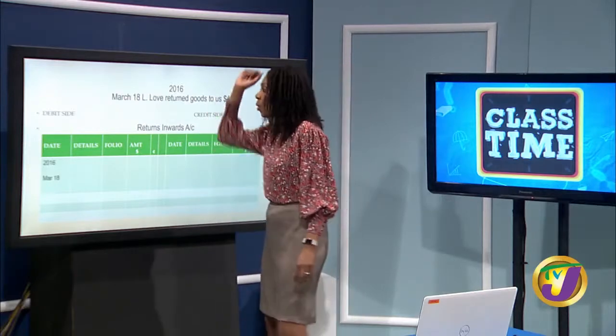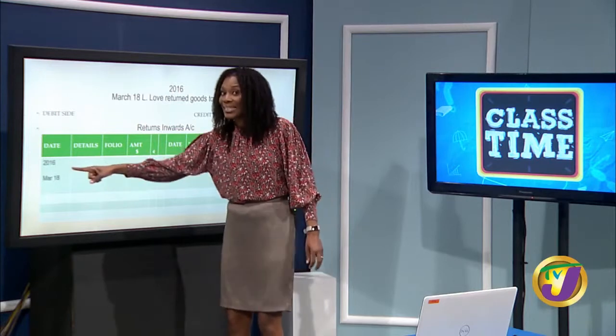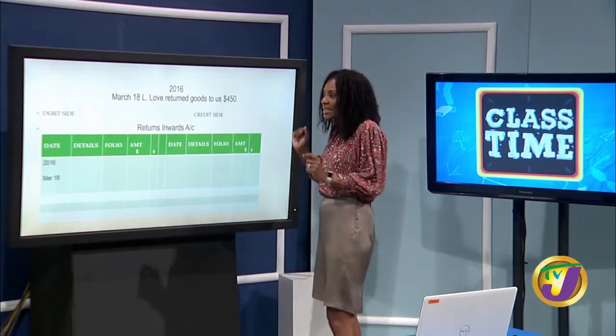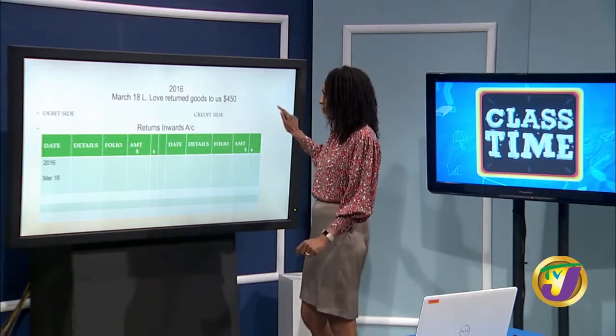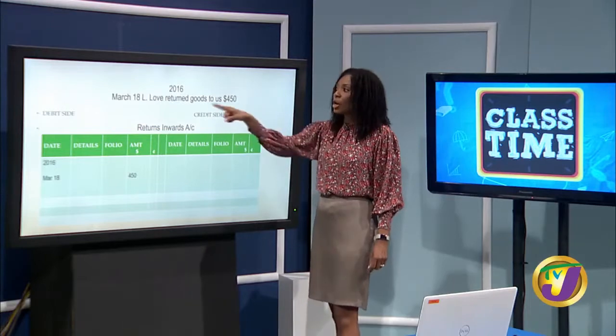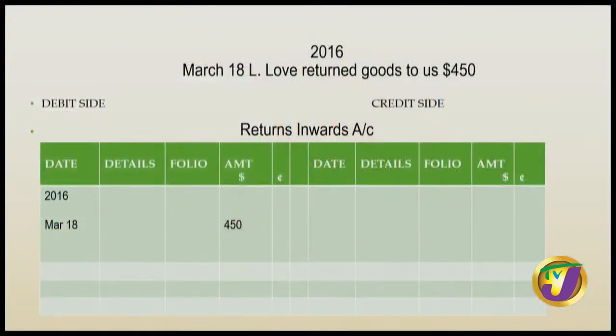So here we come now on the debit side of the returns inwards account, students. 2016, March 18. You see that in the date column. Debit side. The amount of goods that L-Love returned to us valued $450. So in the amount section, you're going to record $450.